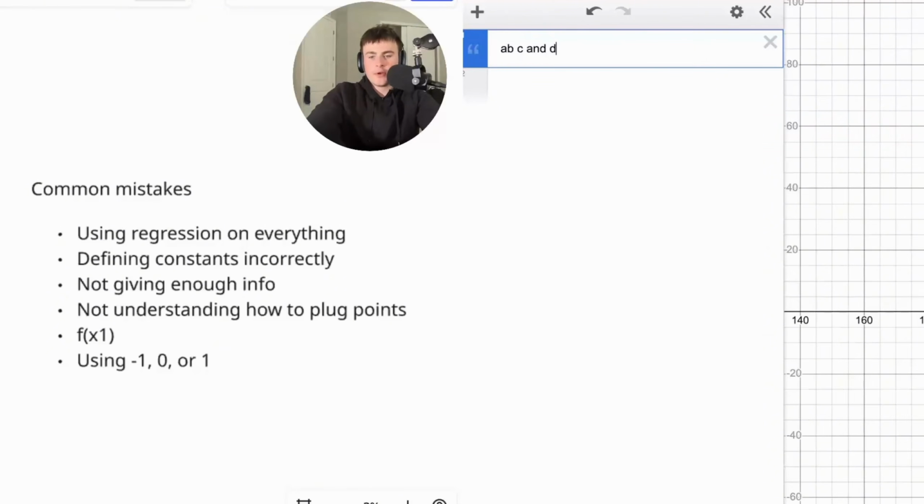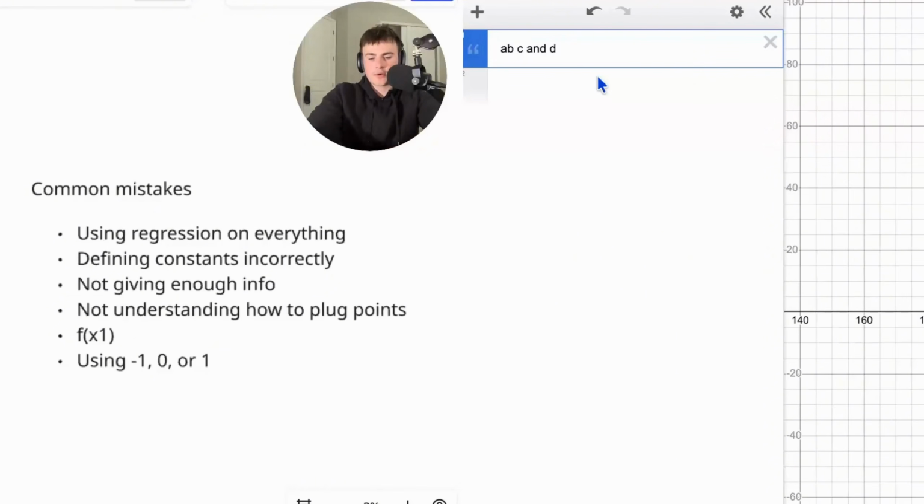This is not always true, but you should probably just keep in mind you might be missing information if you only have like 1 point and you're solving for 5 constants. Anyway, fourth is not understanding how to plug points. Okay, you need to be using points to your advantage properly. Like you need to use it in a table properly. Don't just spam points everywhere. You need to have a very detailed system of plugging them in.